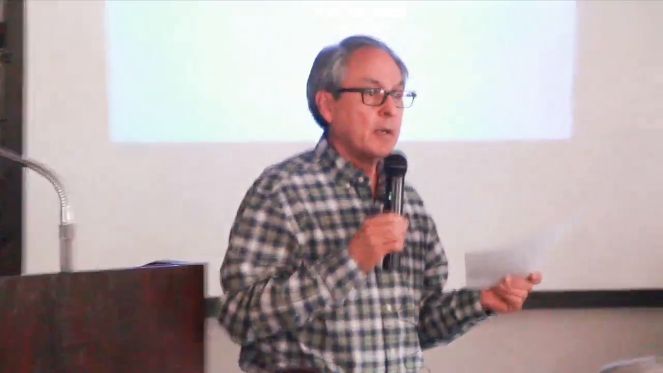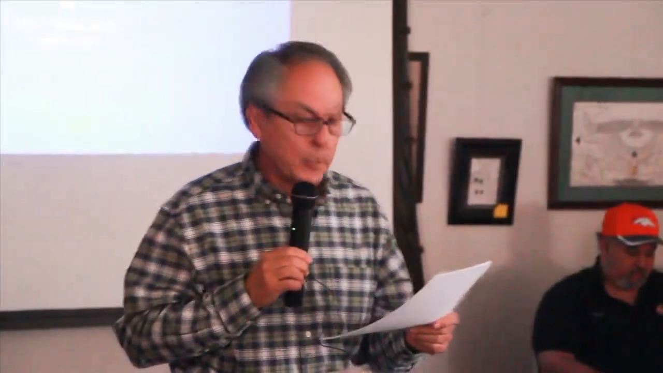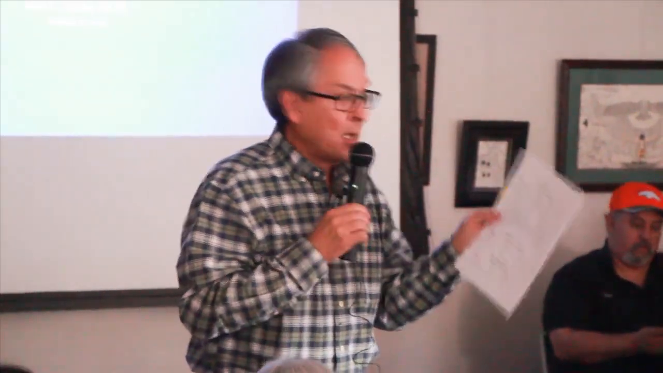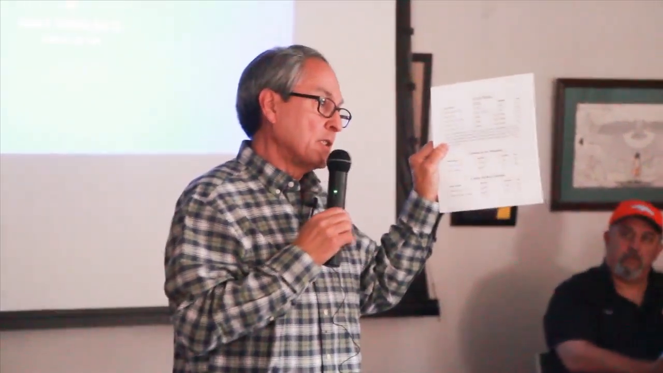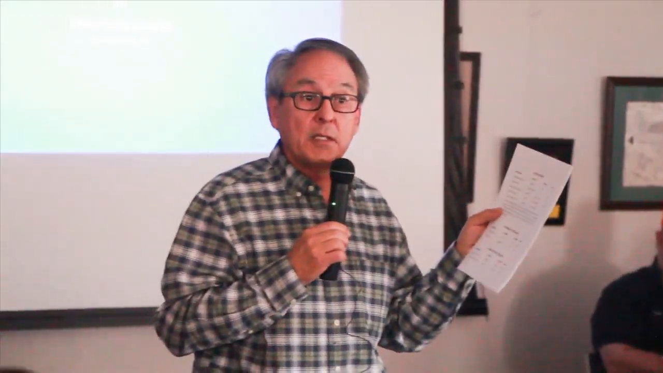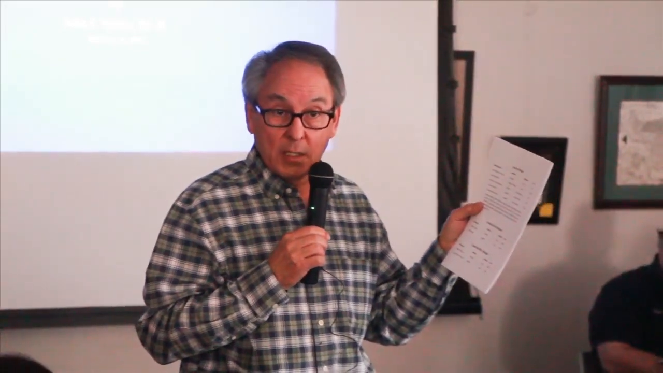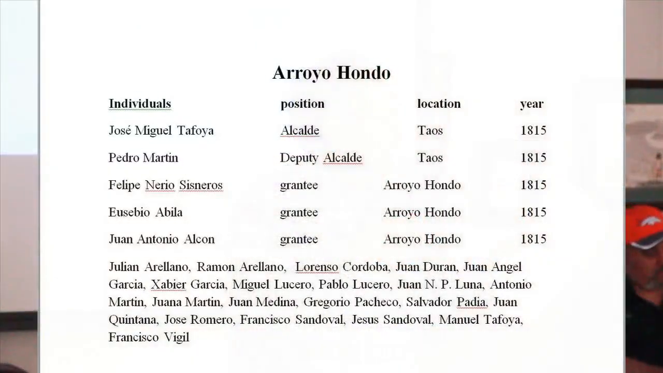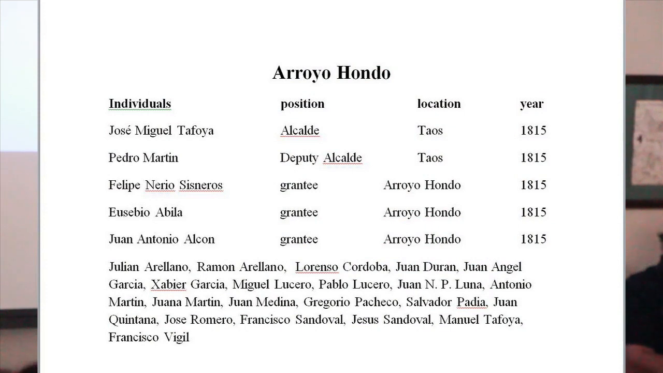Now, since you don't have the body of the paper, the next best thing I thought I would give you, because we're interested in people and our ancestors, the second to the last part of the booklet are the land grants. So starting with Arroyo Hondo, I've included the names of the individuals that were involved in that particular land grant. If you look at the Arroyo Hondo, I have 4 columns: individuals, their position, location, and year.